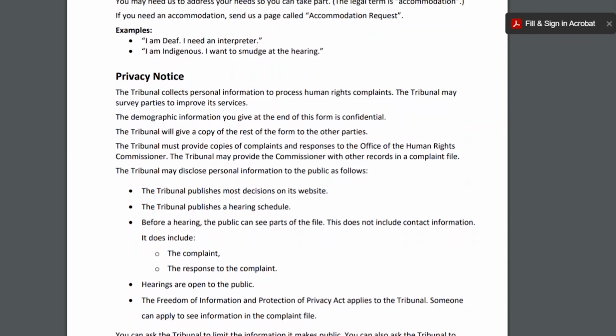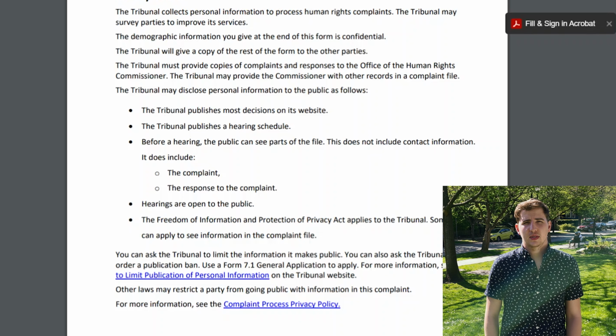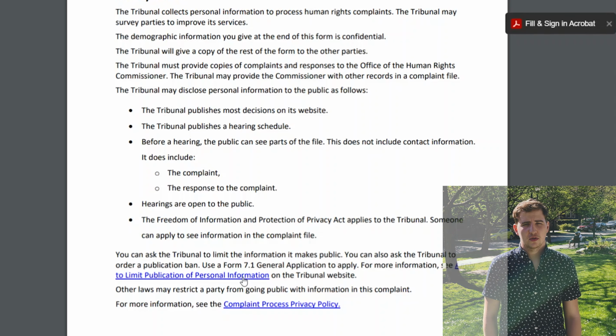Privacy notice. It is important that you are aware that this form will become available to the other parties, including all information other than your demographic information. The complaint itself and any responses to the complaint can be seen publicly. Make sure that you are comfortable with this information being available before submitting. There's another option to request the tribunal limits the information it makes public, or ask for a publication ban by following the link at the bottom of the page.